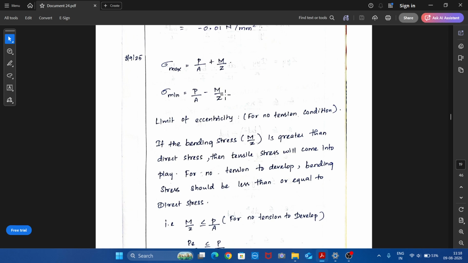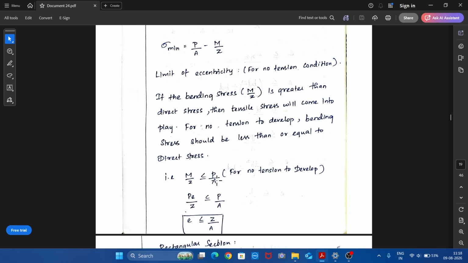If the bending stress M by Z is greater than the direct stress, then tensile stress will come into play. Normally we take minus as tensile stress in the case of columns, because a column is predominantly a compression member. So in a compression member, compression is positive and tension is negative. If you get minus, it indicates tensile stress. So for no tension to develop, this bending stress should be less than or equal to direct stress. That is, M by Z should be less than or equal to P by A. This is the condition required for no tension to develop in a section.